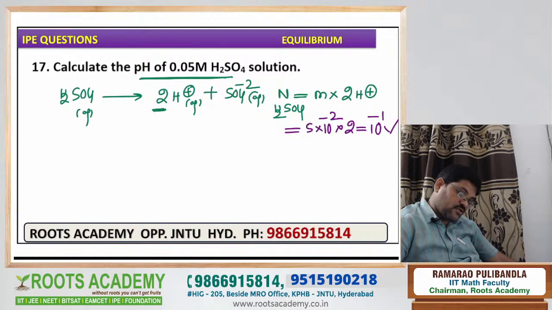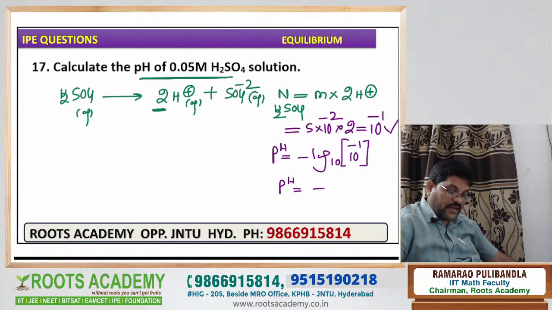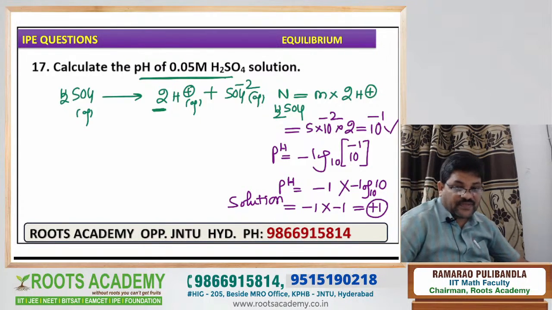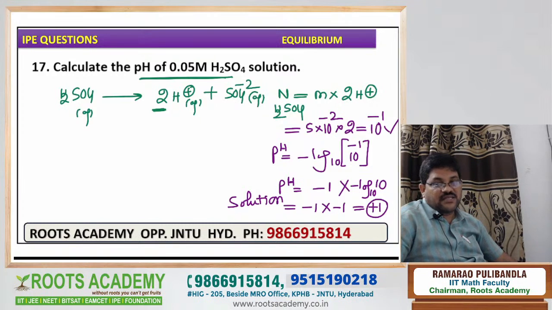Now from that, pH is equal to minus log to the base 10 of 10 power minus 1, because the H plus ions concentration is 10 power minus 1. Therefore pH is equal to minus 1 into minus log to the base 10 of 10. Log 10 value is 1. Minus 1 into minus 1 is equal to plus 1. Therefore the pH of the solution is plus 1. Tell me, pH of solution is how much? Plus 1. Simple logic.